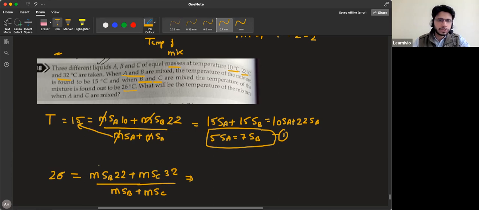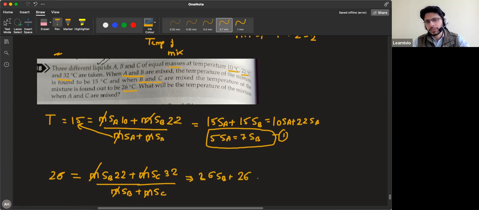So when you cross-multiply, this M will get cancelled out. So you have 26 SB plus 26 SC is 22 SB plus 32 SC. So this will come to the left and you have 4 SB. This will go to the right and this is 6 SC.